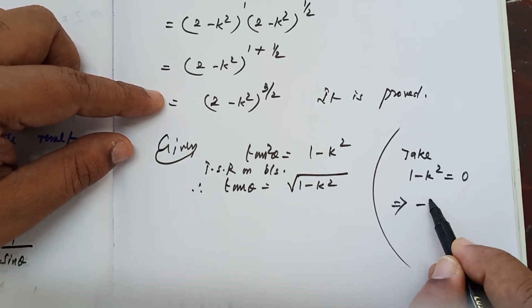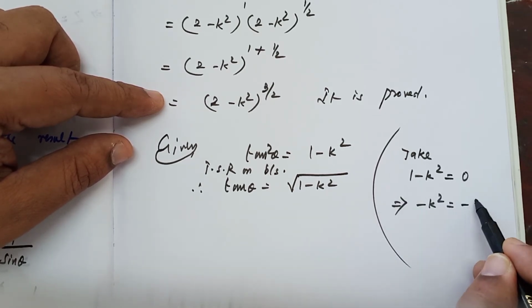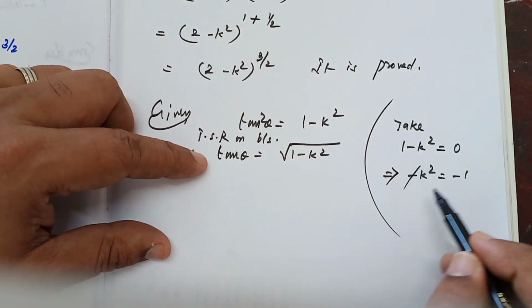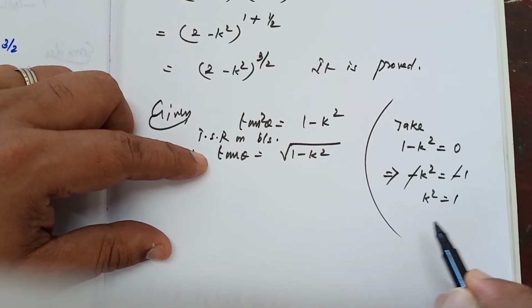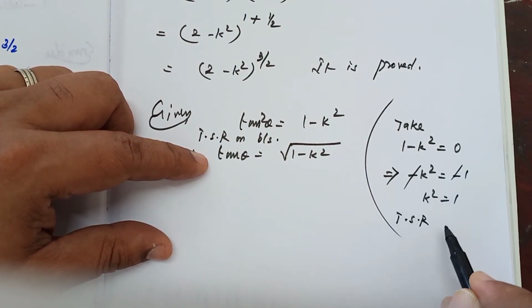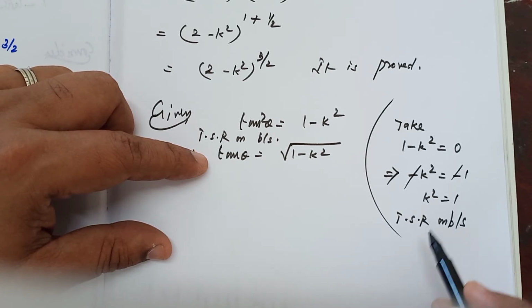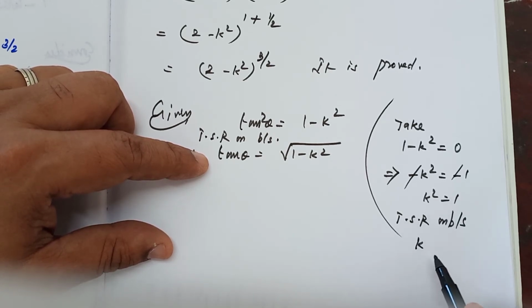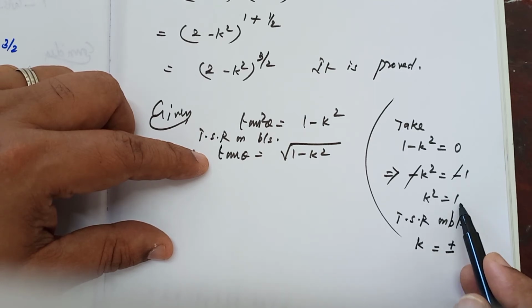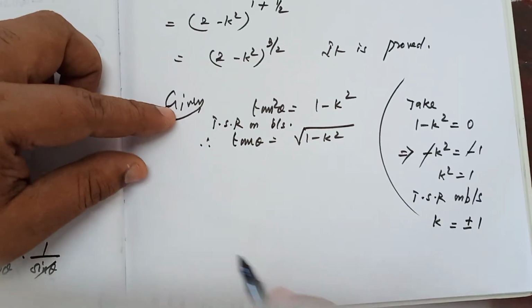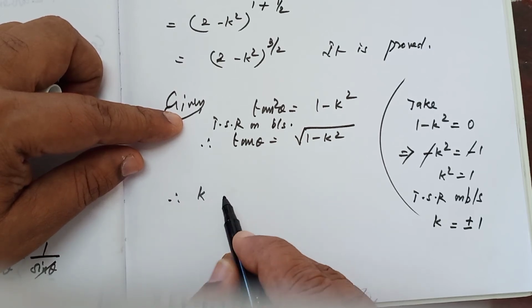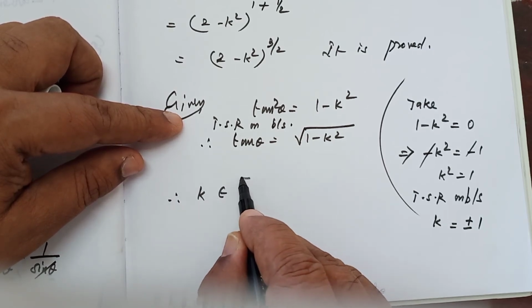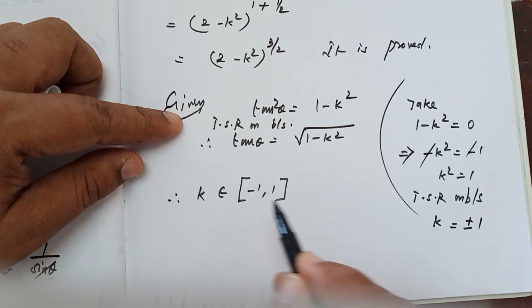That implies minus k square is equal to minus 1, taking it to the right hand side. Both minus get cancelled. K square equals 1. Taking square root on both sides, k squared's square root is k. Since we have a square in the power, you have to put plus or minus, root 1 is 1. Therefore, k belongs to the interval minus 1 comma 1.